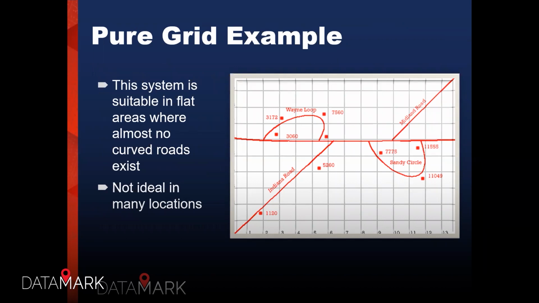Jeff, did you have any more input on this grid? Not really. This is a good demonstration of a grid system. It can lead to some complicated addressing, as you see along the loops there, which you talked about with curved roads. But you have to be careful with grid systems if your streets aren't well aligned to the grid, like we see here.